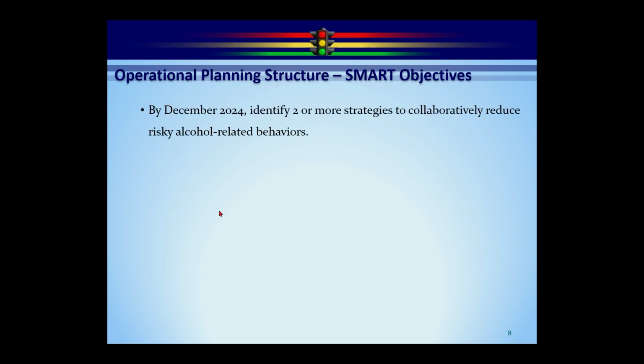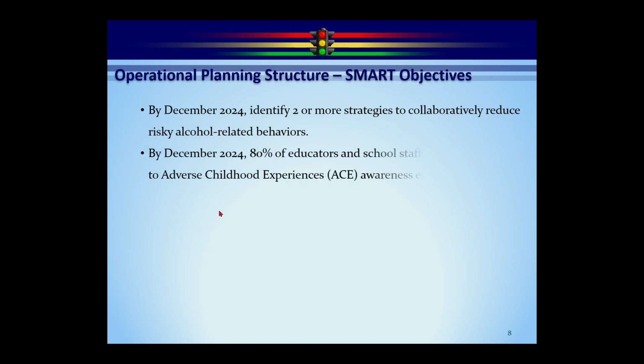So here's some examples. By December 2024, identify 2 or more strategies to collaboratively reduce risky alcohol-related behaviors. If I look at this, the specific part is the strategies to collaboratively reduce risky alcohol-related behaviors. Our measurement is 2 or more, and our timeline is by December 2024. So it fits the model pretty well. Look at that in each of these.